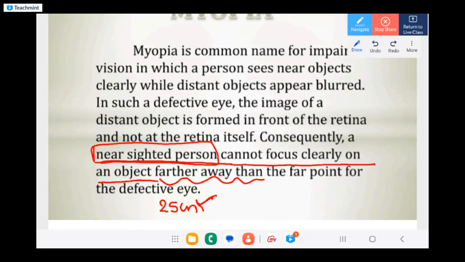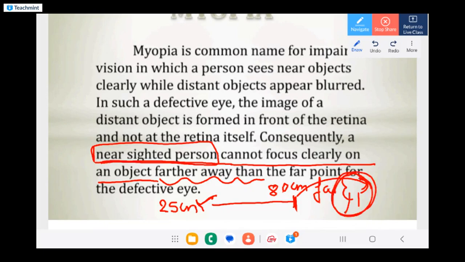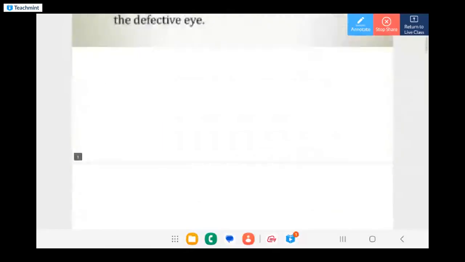But let's say for this person, 80 centimeter is the far point. Far point means up till 80 centimeter he is able to see. But beyond that, he is not able to see anything. When I say 80 centimeter, even 1 meter is a far distance. Some object kept at a distance beyond 80 centimeter, he will see it, but with very blurry vision. And if that blurriness is too much, then he has more complexity. Okay, that is what is related to myopia.